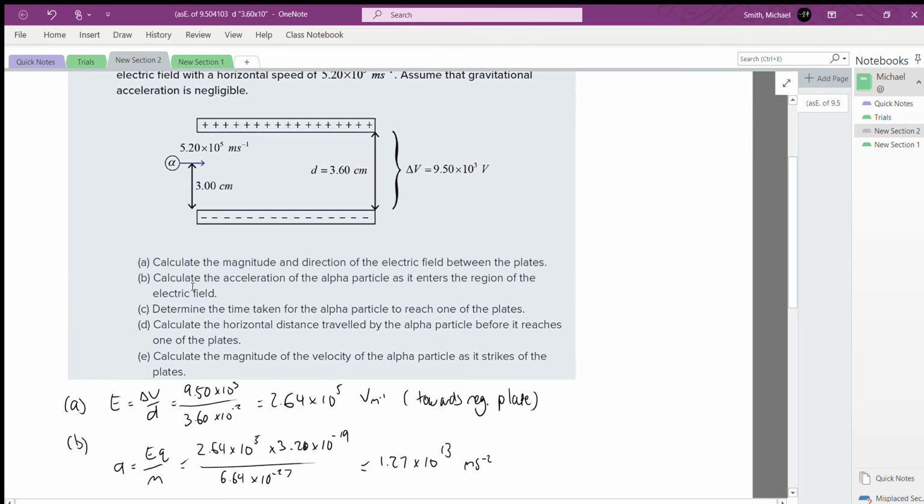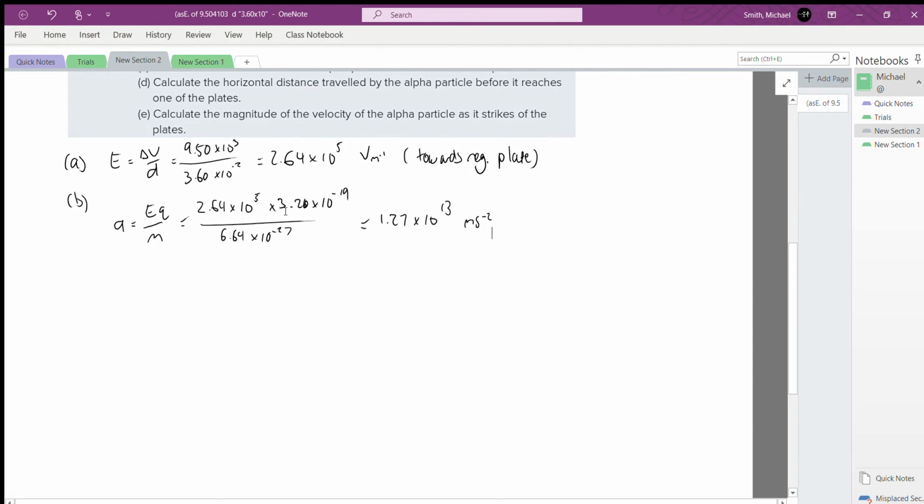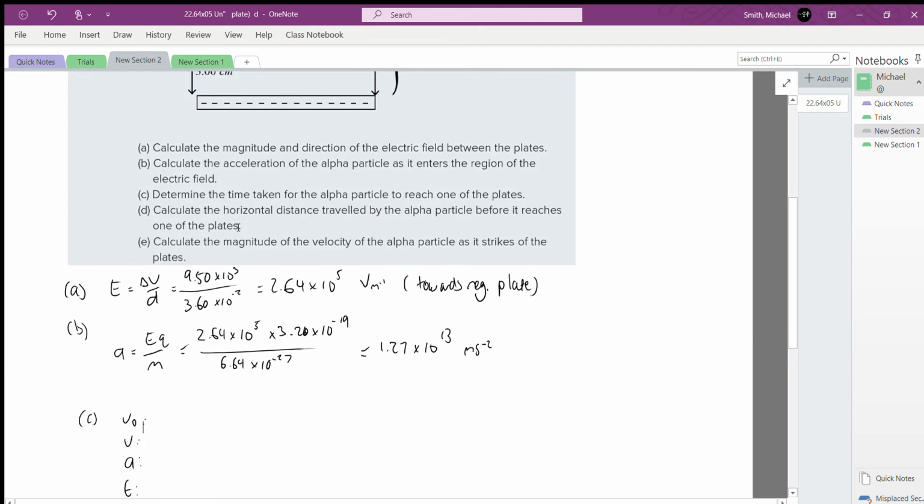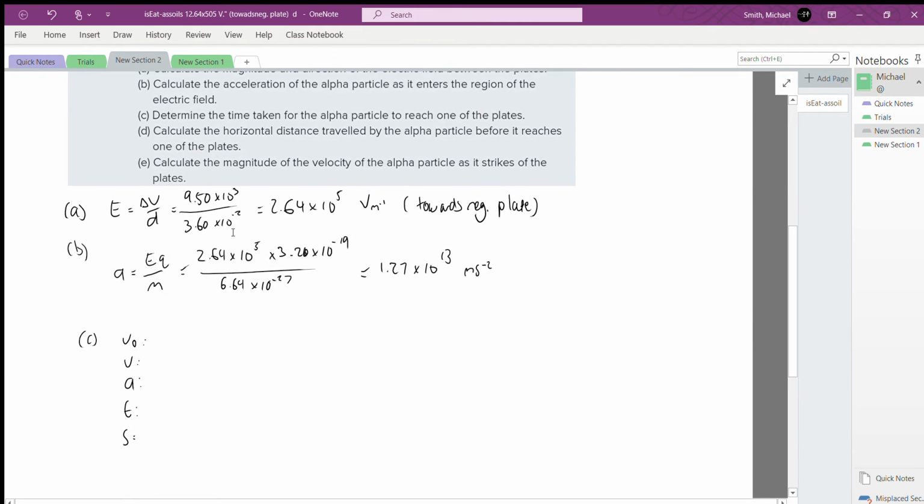Alright, part C is to determine the time taken for the alpha particle to reach one of the plates. So here we're not told which plate it is, so we have to recognize it's going to be attracted towards the negative plate, and then this just becomes a fairly straightforward SUVAT question. Here the velocity of the alpha particle in the direction of the acceleration is 0. I don't care about v at the moment. a we've calculated to be 1.27 times 10 to the power of 13 meters per second squared, t is what we're trying to work out, and the distance will be 3 centimeters.